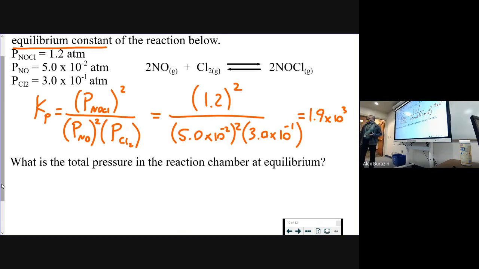Oh, good. Milestone. So this is K. That's the equilibrium constant using partial pressures. Now, the second part here is asking something slightly different. The second part is asking, what is the total pressure in the reaction chamber at equilibrium?